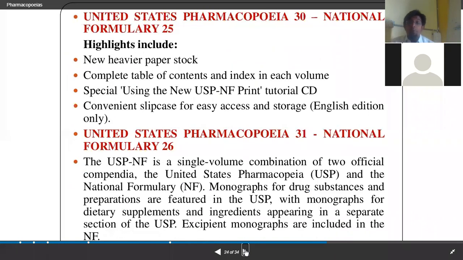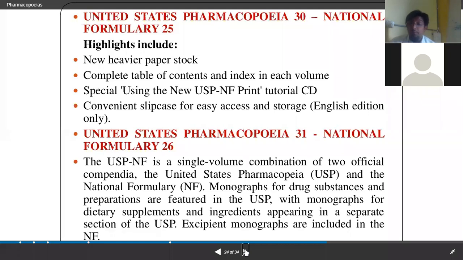Then USP Pharmacopoeia 30 and National Formulary 25. What are the highlights? The highlights include new heavier paper stock, and a complete table of contents and index in each volume. Previously the contents and index used to be in the first volume only, but now they are mentioned in all the volumes. Then there is a special new USP NF print tutorial, and CDs are being given. A convenient slipcase for easy access and storage was given in the English edition, right?